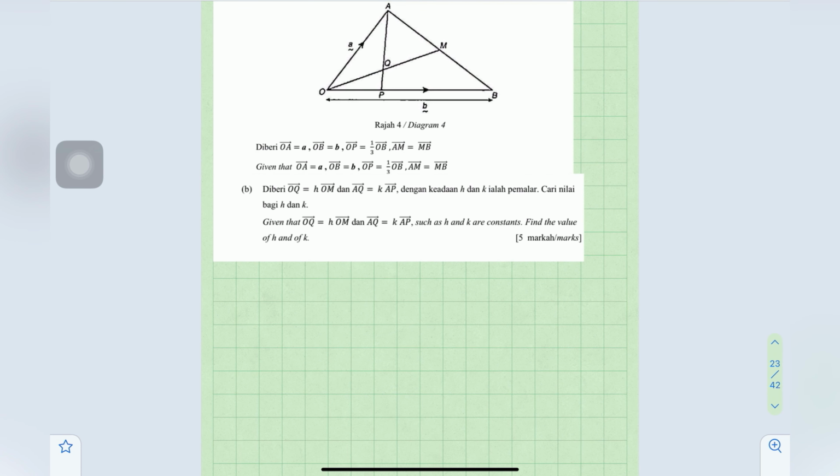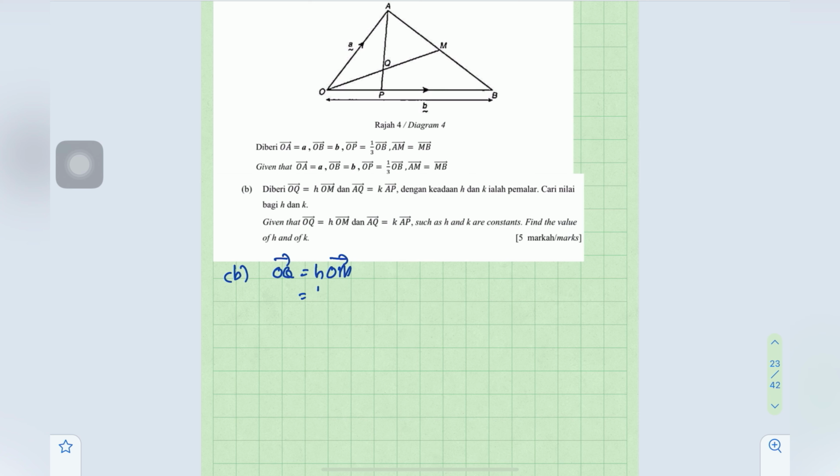Given that vector OQ equals to h vector OM and vector AQ equals to k vector AP such that h and k are constants. Find the value of h and of k. Okay, so from the question dia dah bagi OQ equals to h OM.